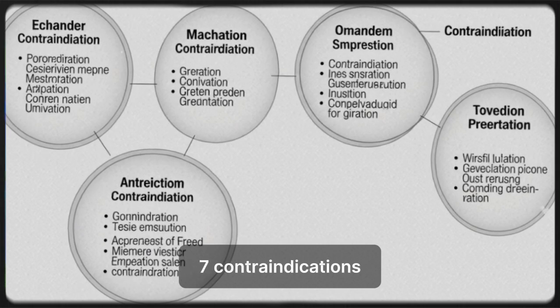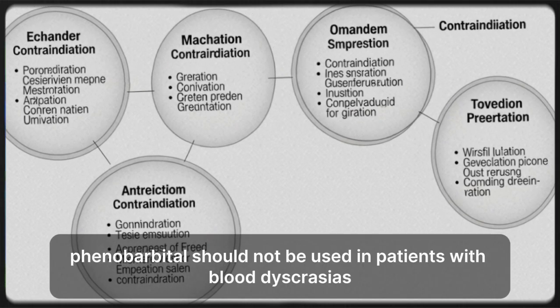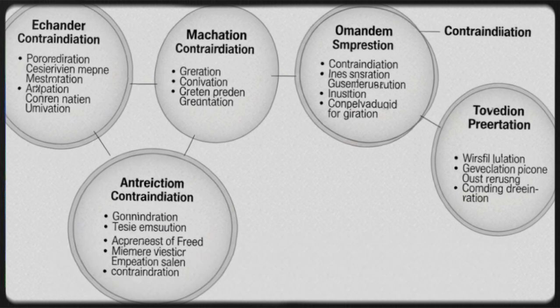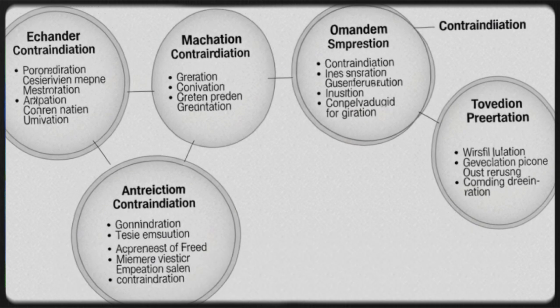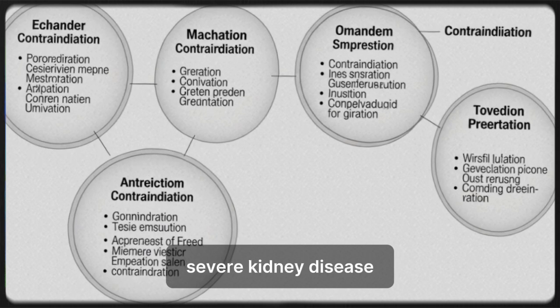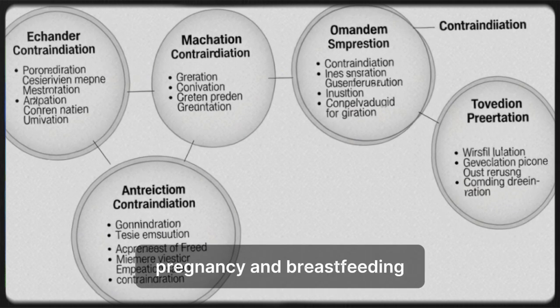7. Contraindications. Phenylbutazone should not be used in patients with blood dyscrasias, peptic ulcer disease, severe liver disease, severe kidney disease, heart failure, pregnancy and breastfeeding.